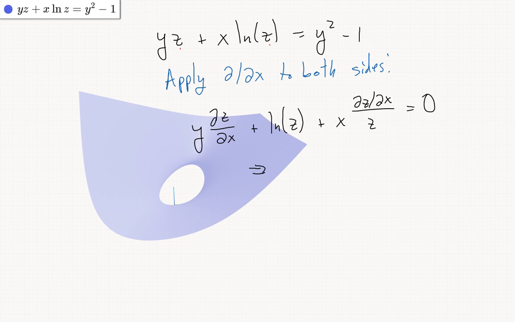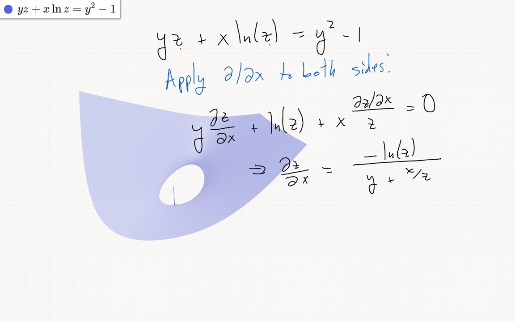And so then solving for del z over del x, we get that this is negative ln of z over y plus x over z.